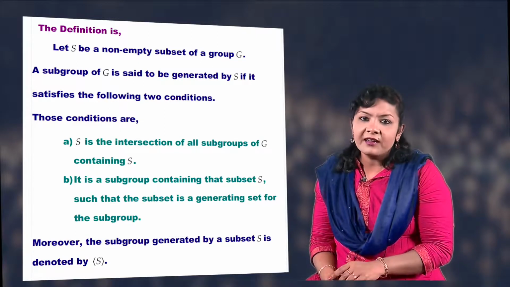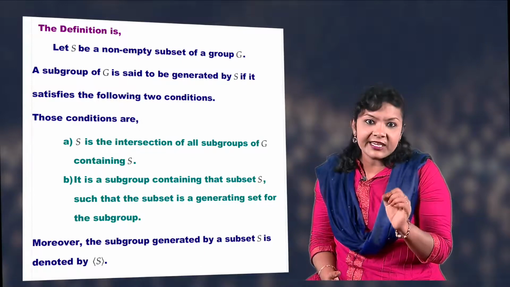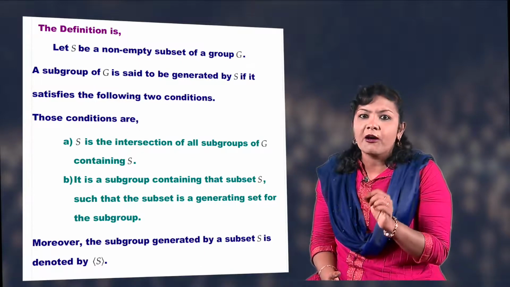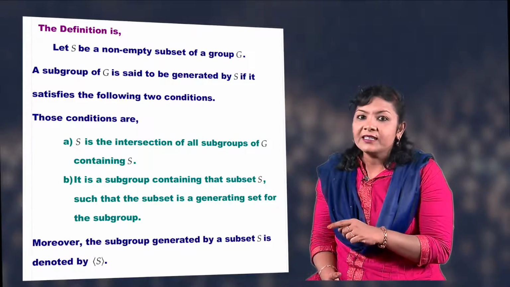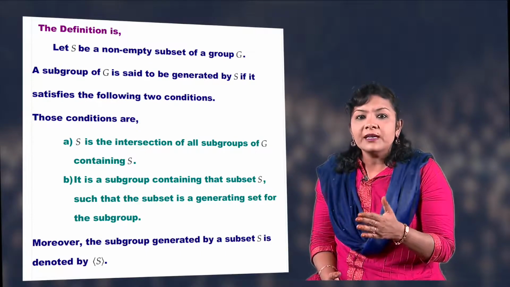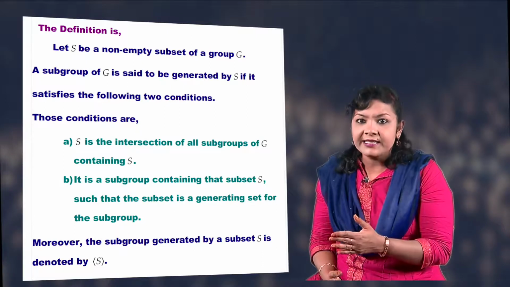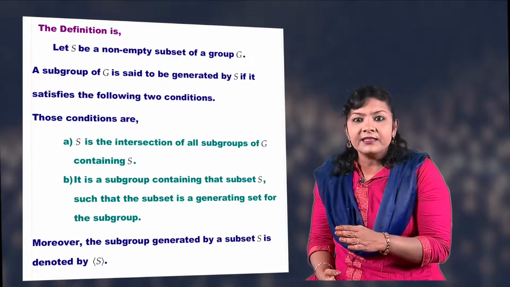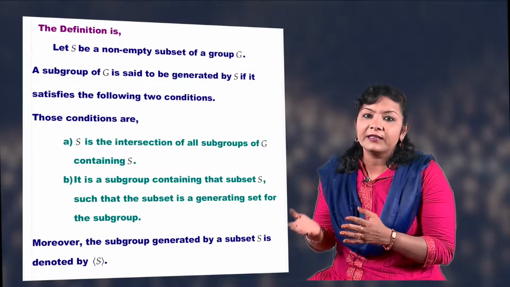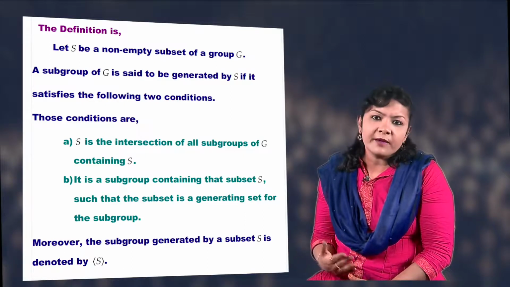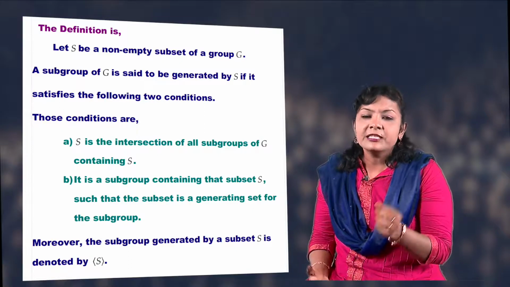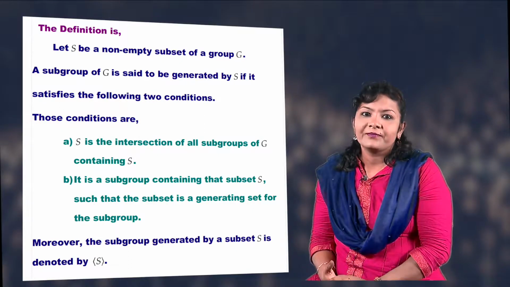The conditions are, S is contained in the intersection of all subgroups of G containing S. Next one is, it is a subgroup containing that subset S such that the subset is a generating set for the subgroup. Moreover, the subgroup generated by a subset S is denoted by this symbol. Let us see the next note.